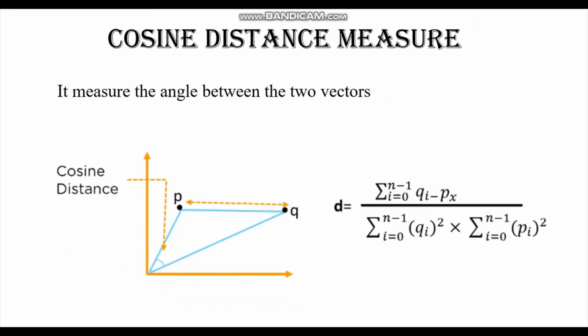And the last method we have is the cosine distance measure. It measures the angle between the two vectors, and this works based on the cosine distance. This is the formula for it.